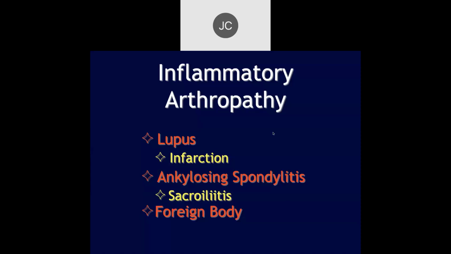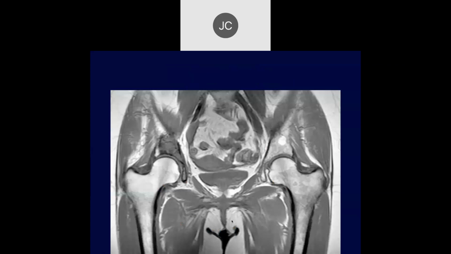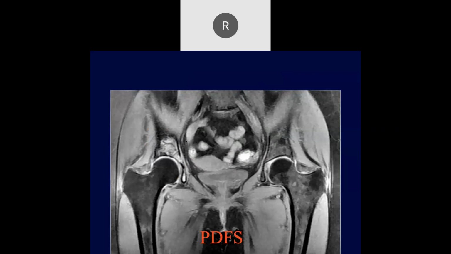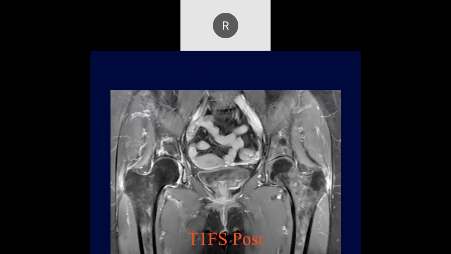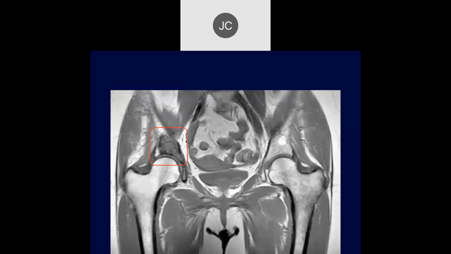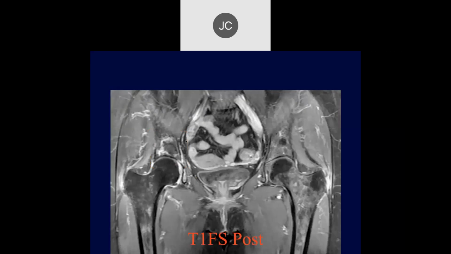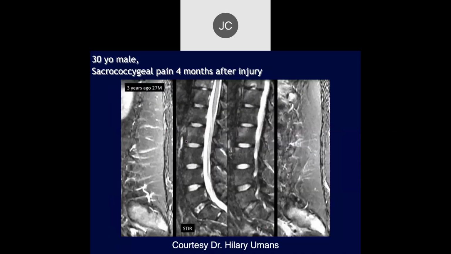Okay, let's move on to systemic inflammatory arthropathies like lupus, ankylosing spondylitis, and other things here. So, Robert, what do you think of this? Looking at that right acetabulum, it looks like there's a loss of the normal T1 signal there. And here's the PD fat sat, which shows increased signal, so edema. I'm not entirely sure. This is post enhancement. It looks a little more serpiginous, with peripheral enhancement, not central enhancement, so it may not be an actual mass. It turned out that this was an infarct in a patient with lupus erythematosus. So, osteonecrosis.